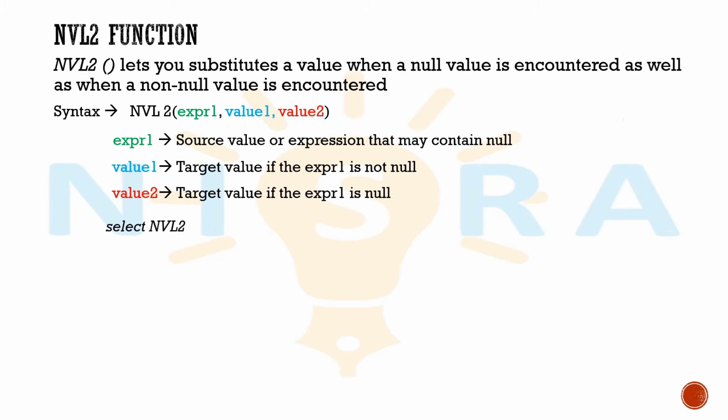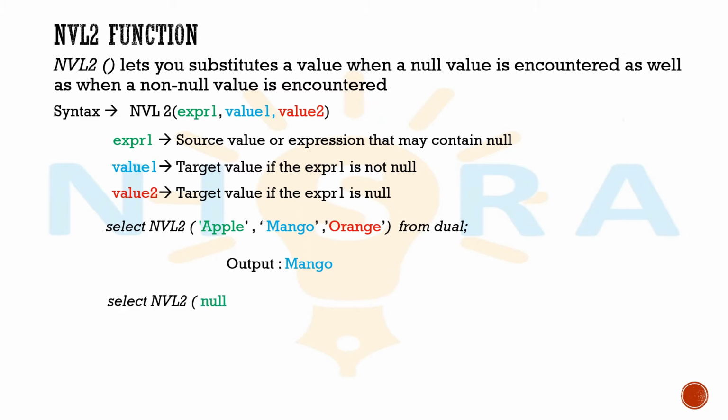Select NVL2 of apple, mango and orange from dual. Here expression 1 is not null, so it will display value 1. The output will be mango. Let's see another example. Select NVL2 of null, mango, orange from dual. Here the expression 1 is null, so the output will display value 2, which is orange.